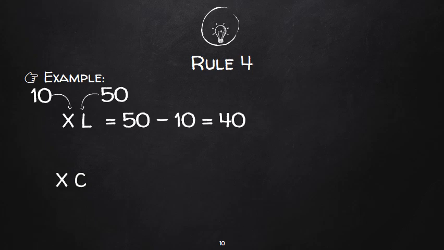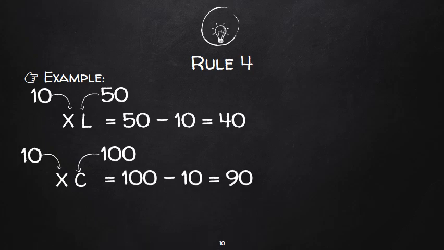Let's take another example. Now here in this Roman numeral XC, what are you going to do? Let's see. Here the value of X is 10 and the value of Roman numeral C is 100. So again, X is a smaller Roman numeral and C is a bigger Roman numeral. So we will subtract the value of X from the value of C. So it will be 100 minus 10 is equal to 90. So XC is equal to 90.